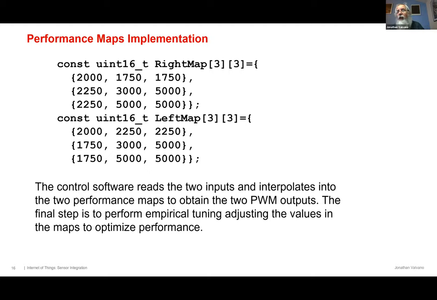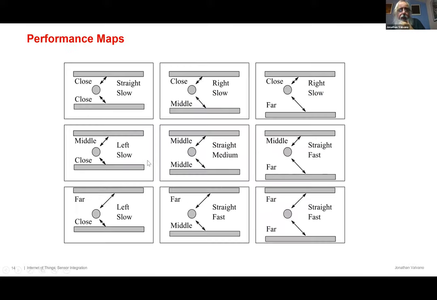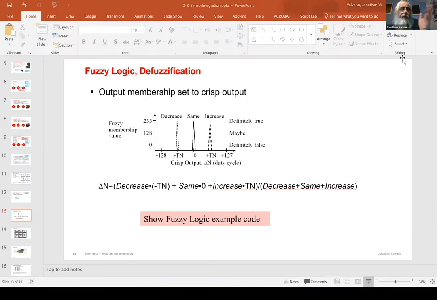If you took a control theory class and you do PID controllers, you could theoretically determine your control parameters, your control constants. But with a PID controller, you've probably only got two knobs you're going to be adjusting. Whereas here, this one's got 18 different knobs. Okay, just warning you. Okay, so all right, what's next? Actuators and power. Any questions on fusing?